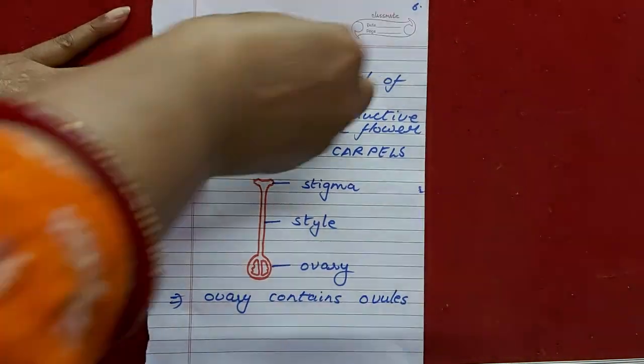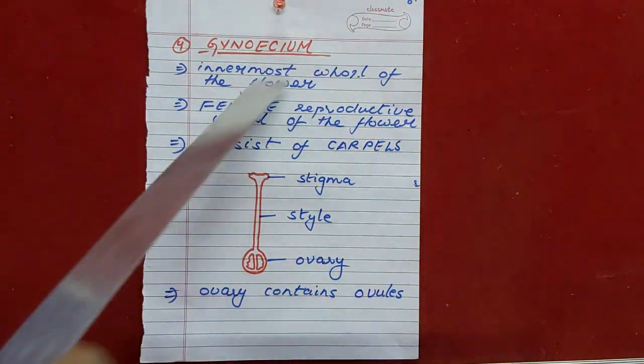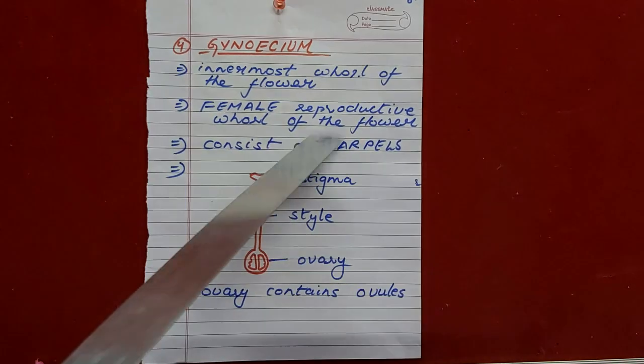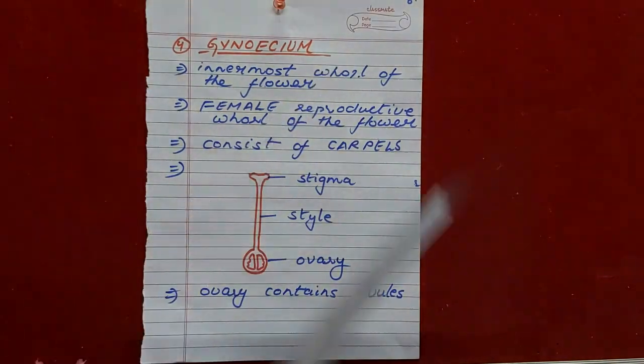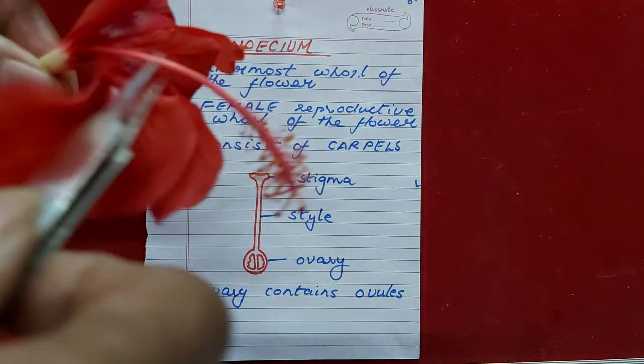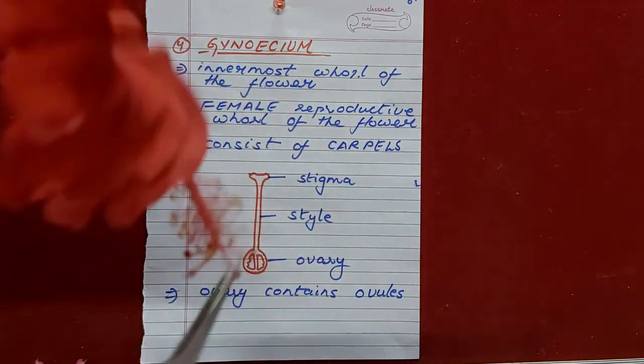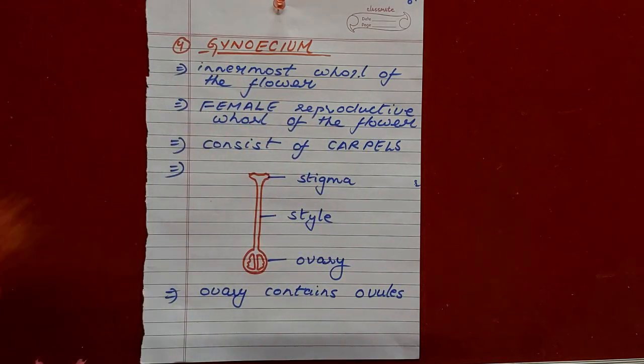Now is the gynoecium, or the female reproductive part of the flower. It is the innermost whorl of the flower. See, this is the innermost whorl of the flower. It consists of carpels.